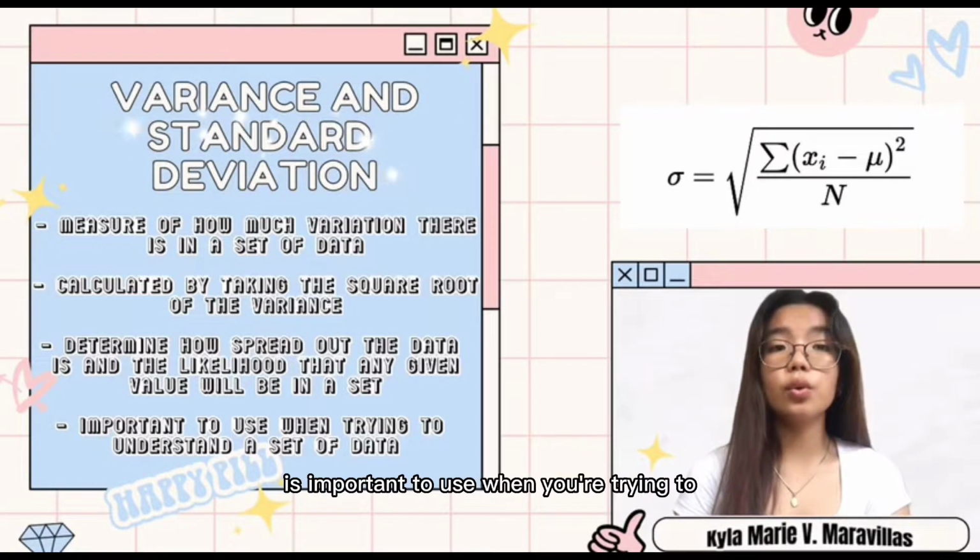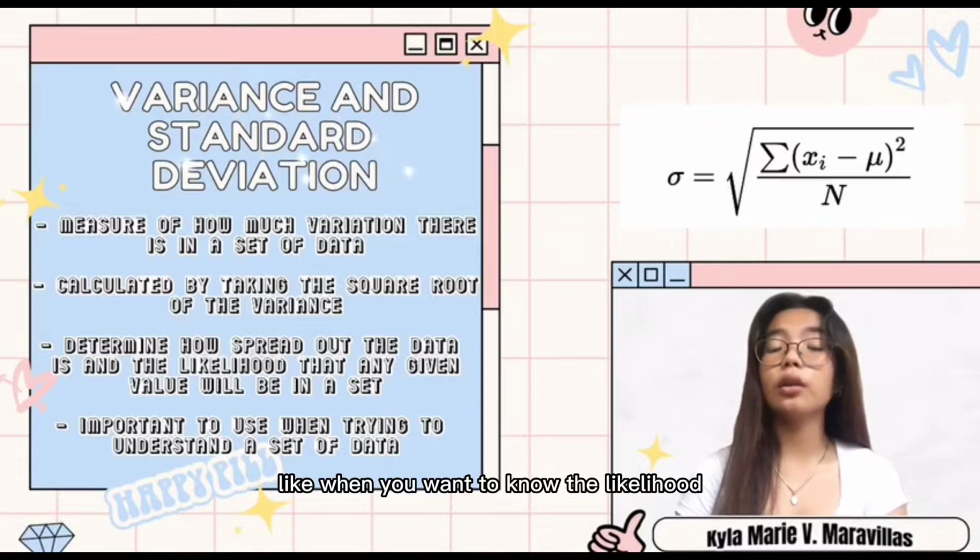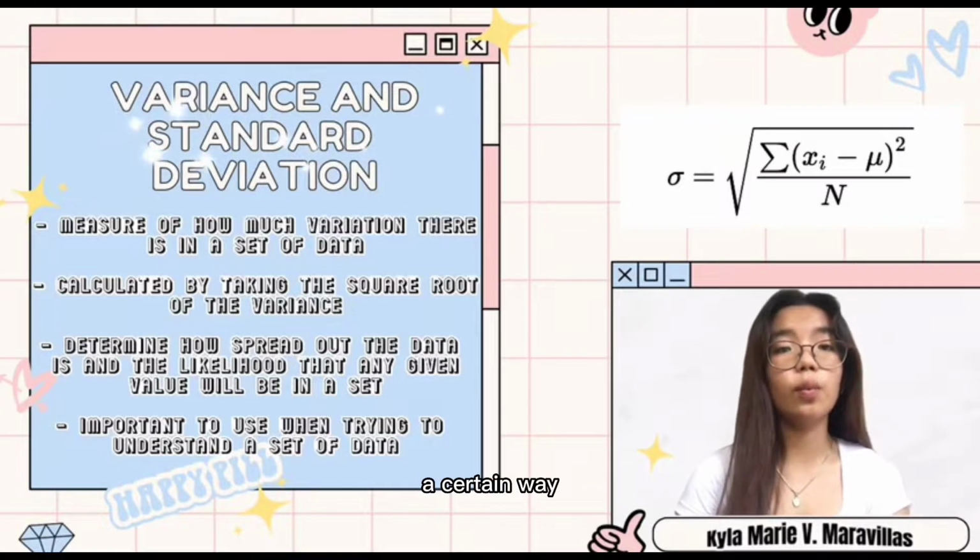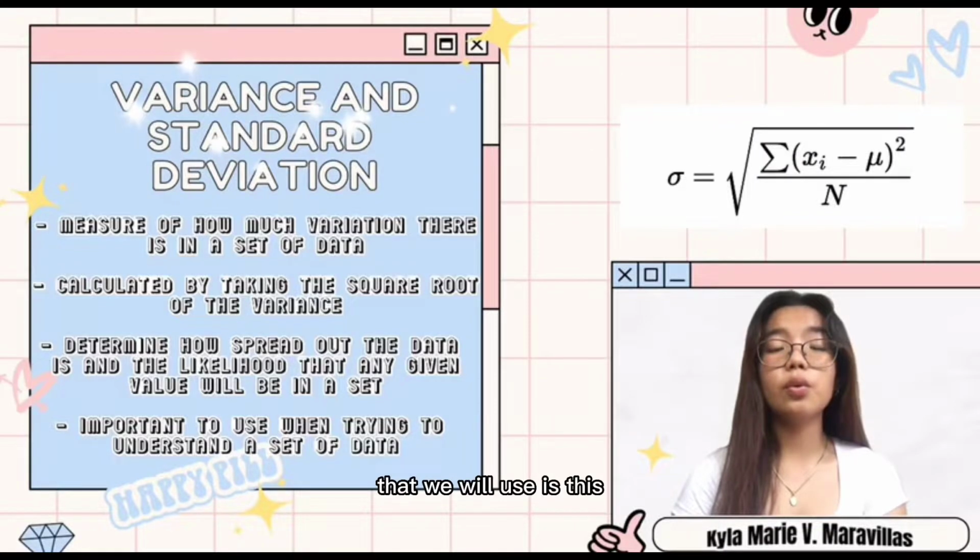Standard deviation is important to use when you're trying to understand a set of data, like when you want to know the likelihood that a certain person will vote a certain way. For group data, the formula that we will use is this.